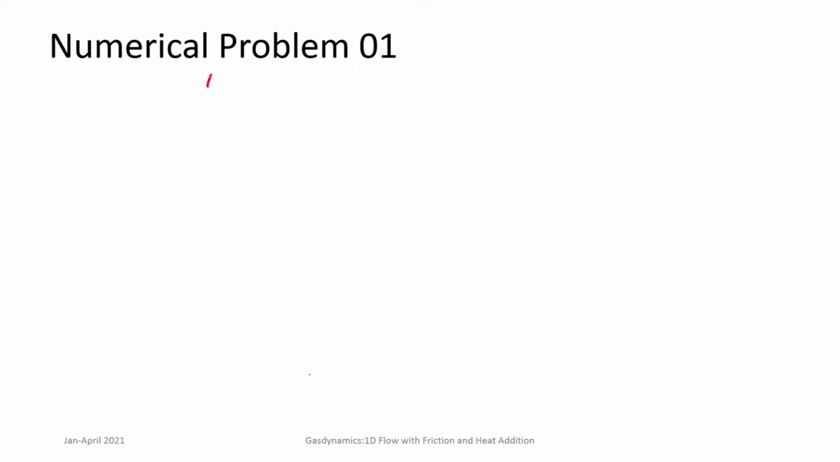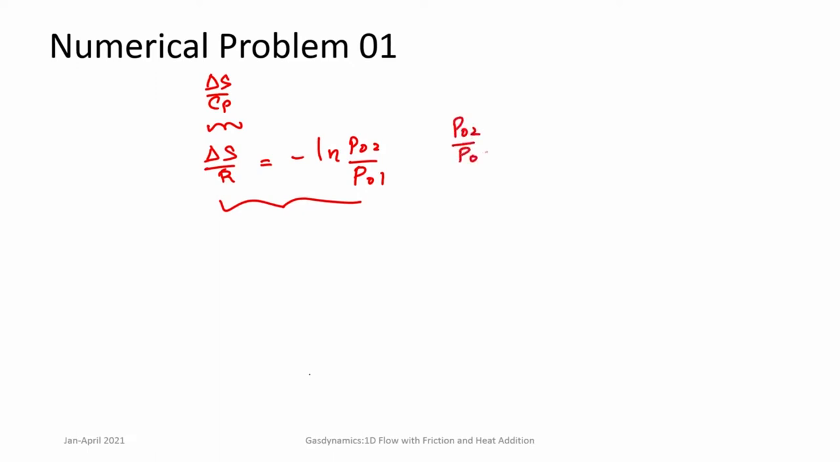Now, how to get the net change in entropy, delta S by Cp. For this, we can use delta S by R. It should be related to the change in entropy, so it is minus log of P02 by P01. So if you know the ratio of the stagnation pressures, then we can find out the entropy change. So here, what are the stagnation changes? Write P02 by P01.